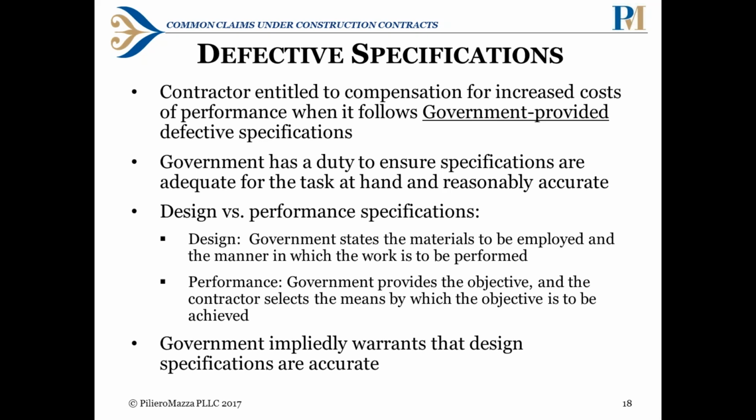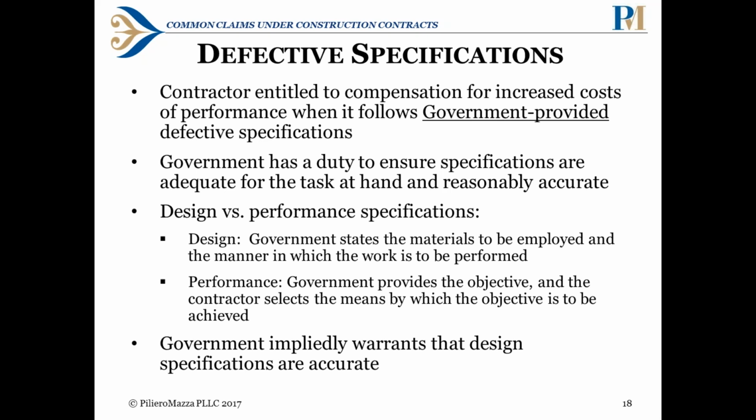So there's the difference between design and performance specifications. Design specifications are those where the government states the specific materials to be employed and the manner in which the work is to be performed, whereas with performance specifications, the government just provides the ultimate objective, and it's up to the contractor to select the means and methods for achieving that objective. It's only for design specifications, where the government is stating the specific materials and methods to be employed, that an implied warranty exists that the specifications are accurate, and that's where the defective specifications REA, or claim, is possible.